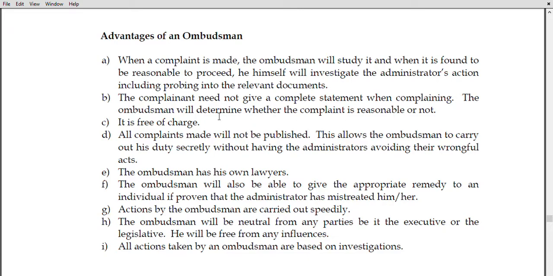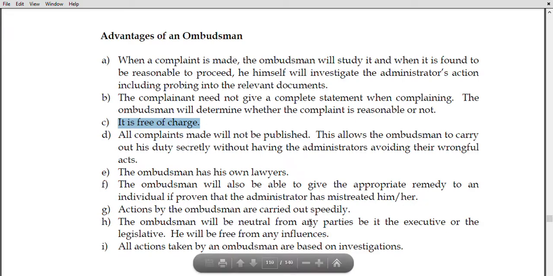The ombudsman will determine whether the complaint is reasonable or not, and then this is very important, it is free of charge as compared to the court system. All complaints made will not be published. This allows the ombudsman to carry out his duties secretly without the administrators avoiding their wrongful acts. And then the ombudsman has his own lawyers. The ombudsman will also be able to give the appropriate remedy to an individual if it is proven that the administrator has mistreated him. Actions by the ombudsman are carried out speedily.